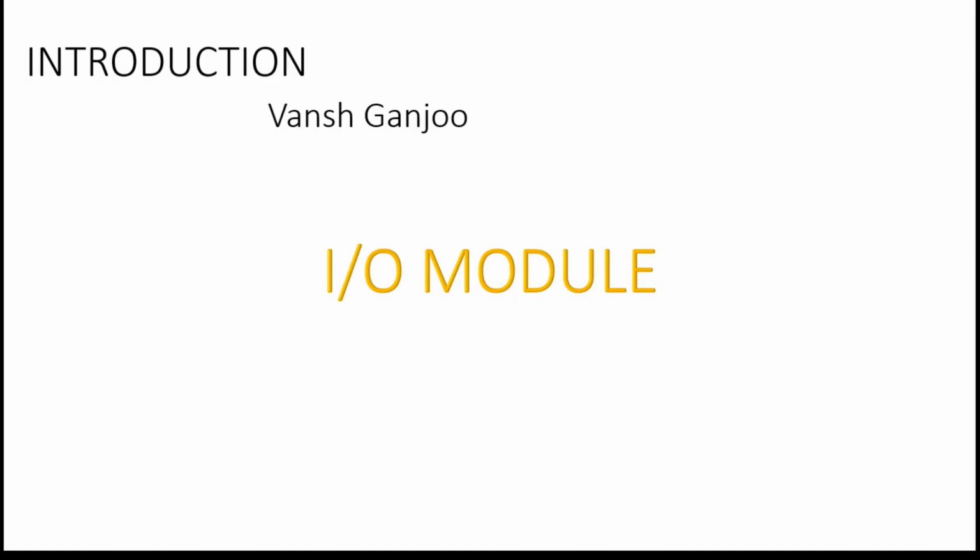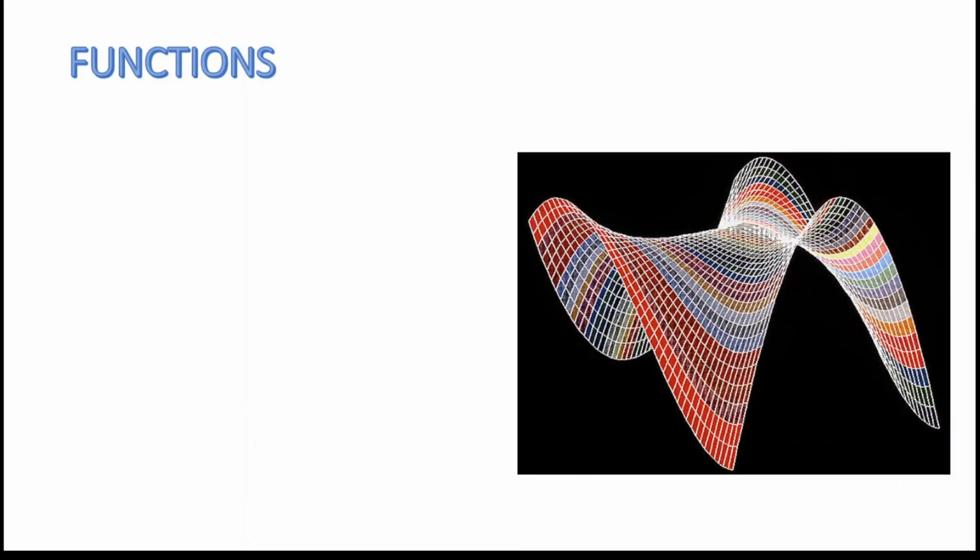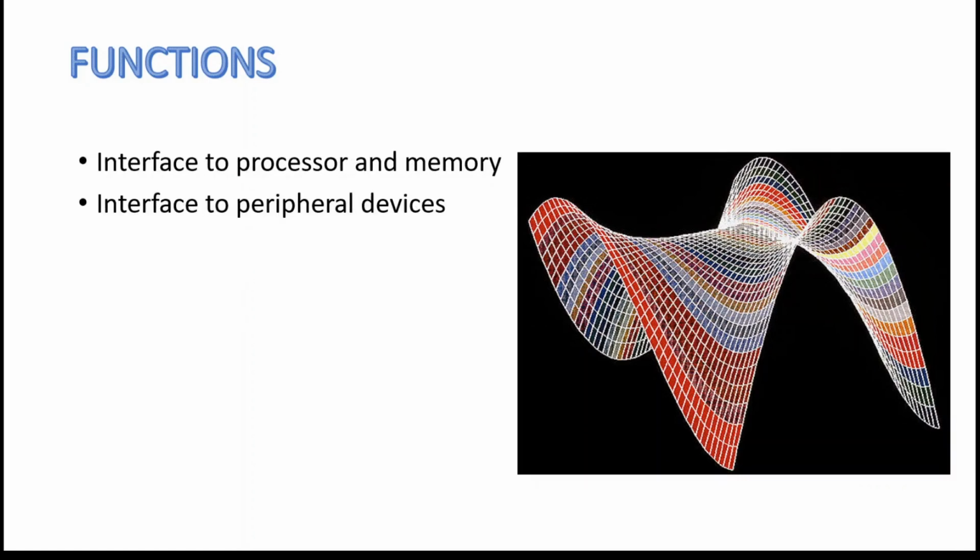Input-output module is the key element for computer systems. It basically controls the peripheral devices. Thus, input-output module has two major functions. First, interface to the processor and memory via the system bus or central switch. Second, interface to one or two peripheral devices by tailored data lines.